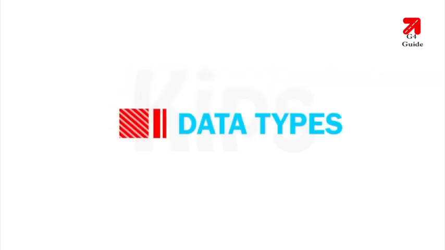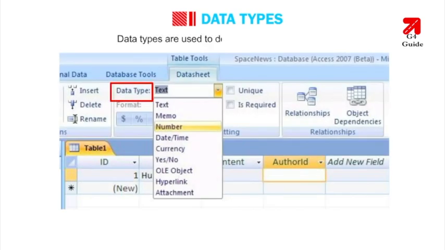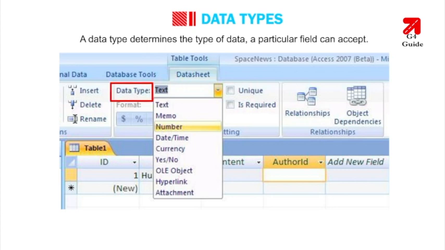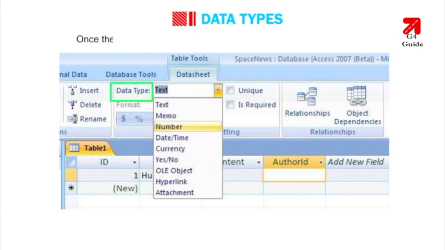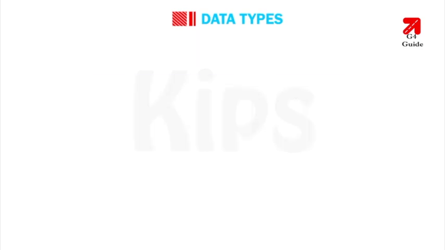Let us first discuss data types. Data types are used to declare the fields of a table. A data type determines the type of data a particular field can accept. Once the data type is defined, we cannot enter a different type of data. If we try to do so, an error message will be displayed. The following table describes the available data types.